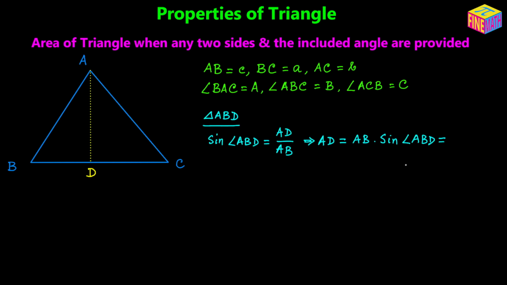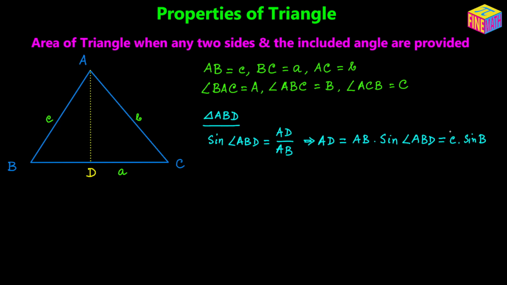Now what is AB? Well, AB is denoted by lowercase c units. So this is actually the side c right here, and this is actually the side b right here, and this is the side a. BC is the side a. So in place of AB, we can write lowercase c times sine of that angle. What is that angle? Well, that angle is actually the same as the angle ABC, which is the uppercase B. So we can say this is equal to c times sine of B. So we have found the value of AD.